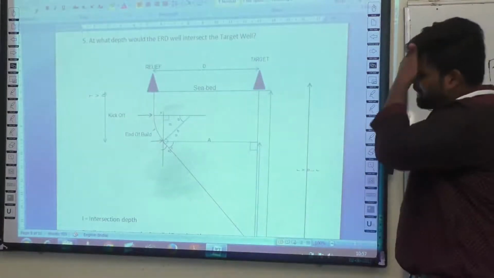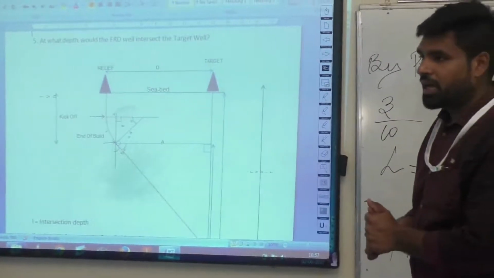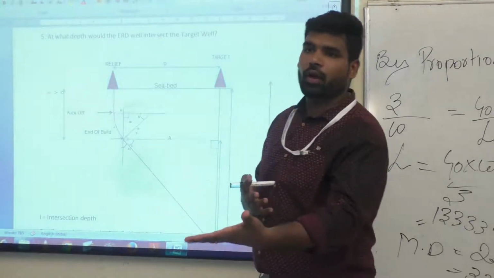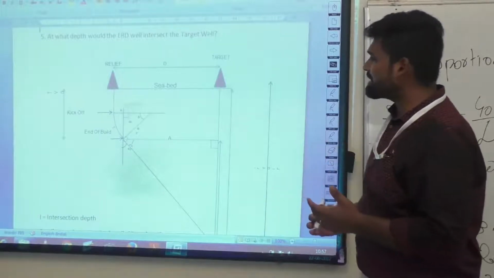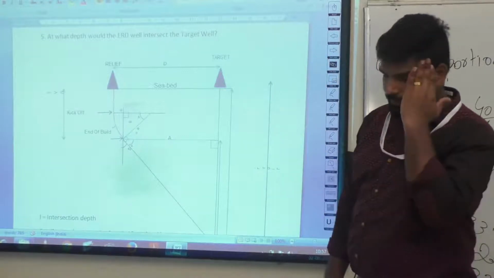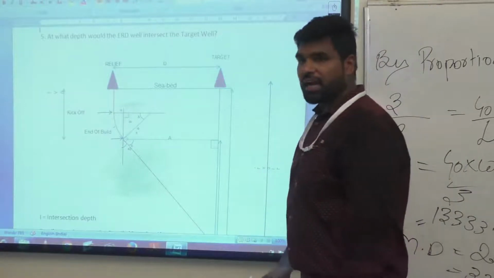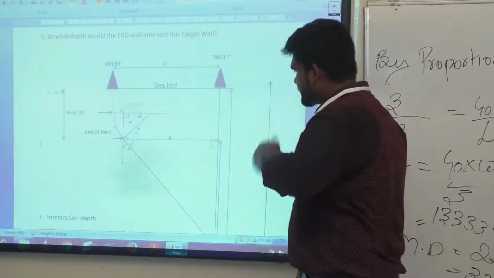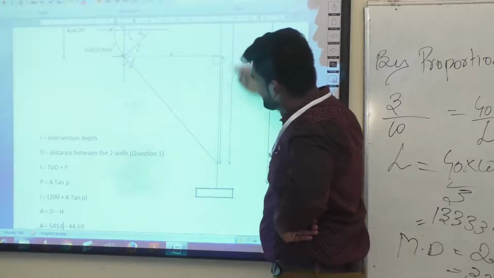The fifth step is at what depth the ERD well or the relief well will intersect your target well. I said that if you are drilling a relief well, it won't reach the reservoir. Instead, it will reach the well. So here they are asking at what depth your relief well will intersect your target well. So how can we do that? You are taking the intersection as I. From here to here, the intersection is I.